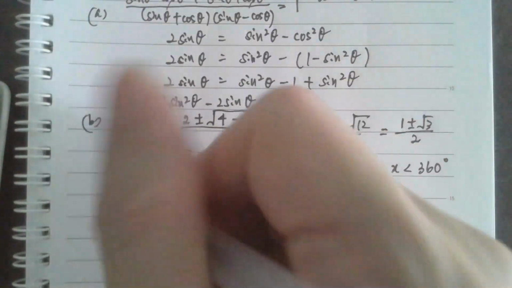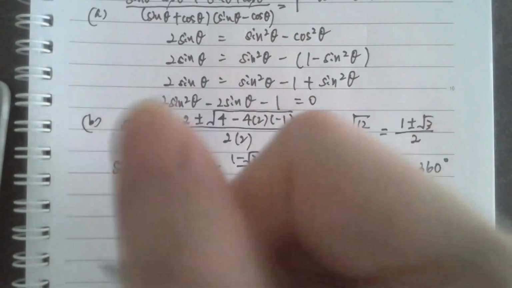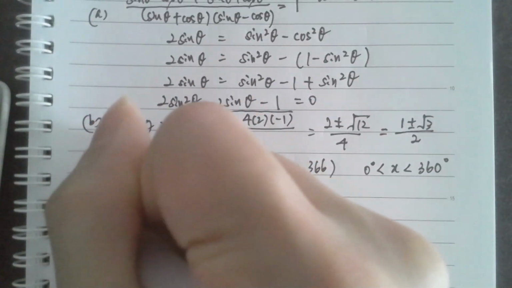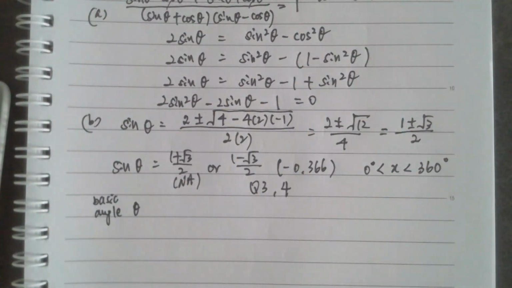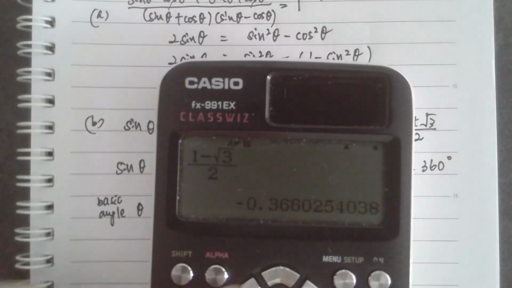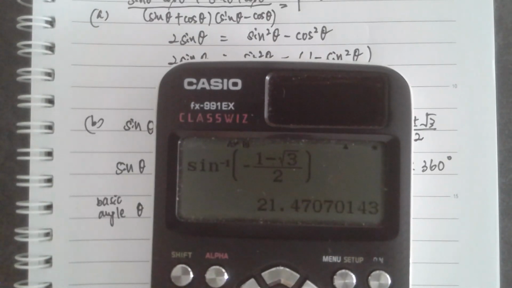So what we can do is sine inverse that first. This gives the basic angle, or the principal angle, as we call it. Or rather, we find the acute angle first by taking away the negative, which means that I can do sine inverse of this with the negative. So that's about 21.47 degrees. Okay, the basic angle is about 21.47 degrees.